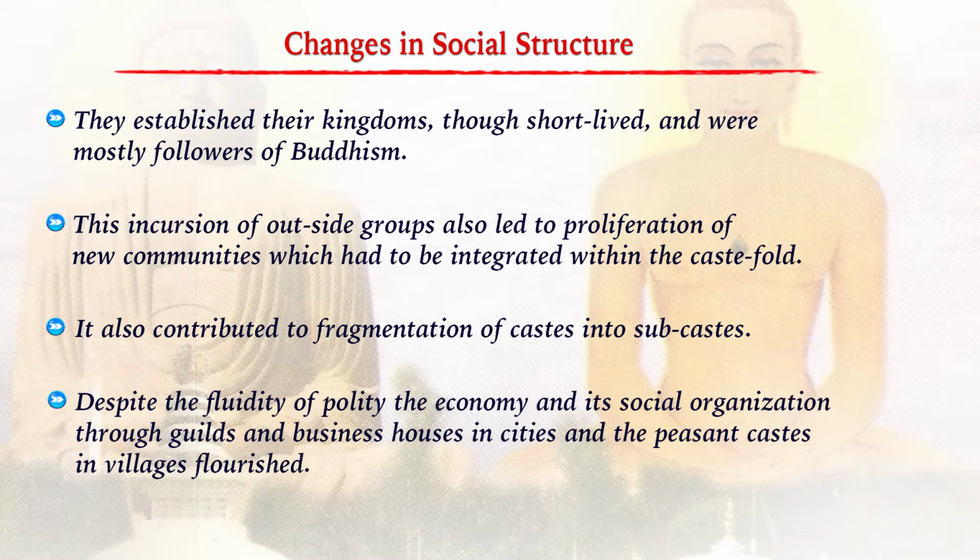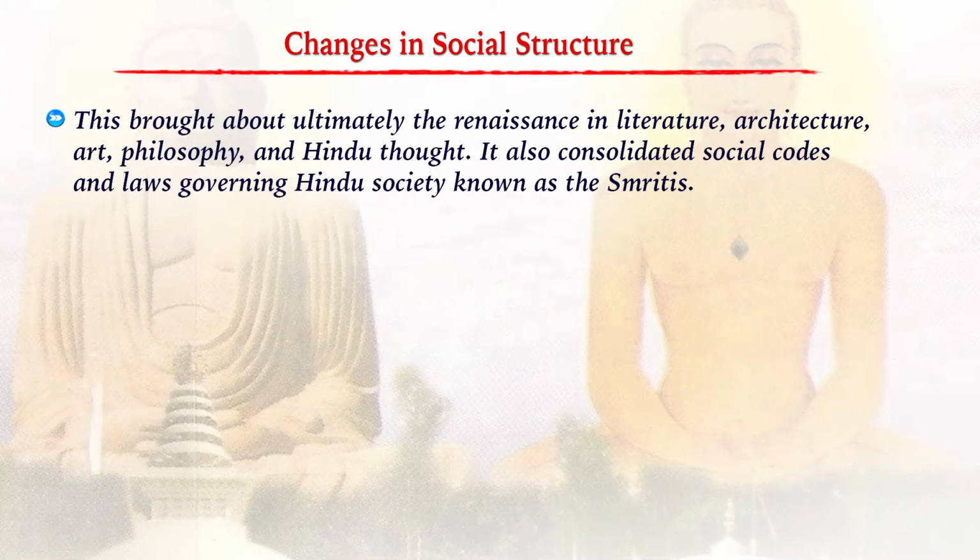Despite the feudality of polity and economy, and the social organization through guilds and business houses in cities, the peasant class in the village still flourished. And we know that the Gupta period is considered to be a golden age in India, where we had a renaissance in literature, architecture, philosophy and Hindu thought. As a result, the consolidation of social codes and laws governing Hindu society, known as Smritis, arose.